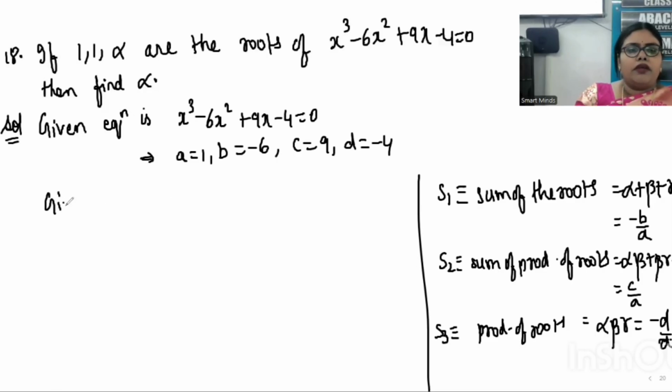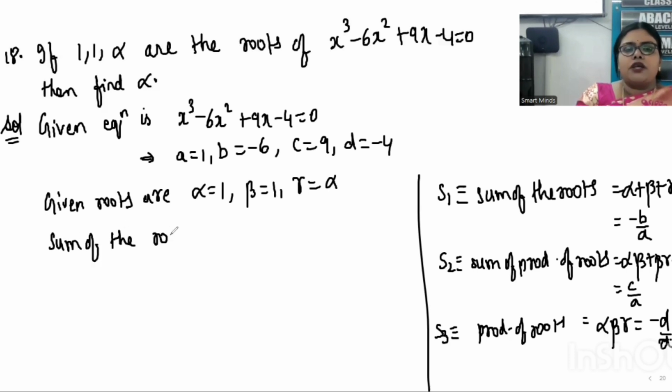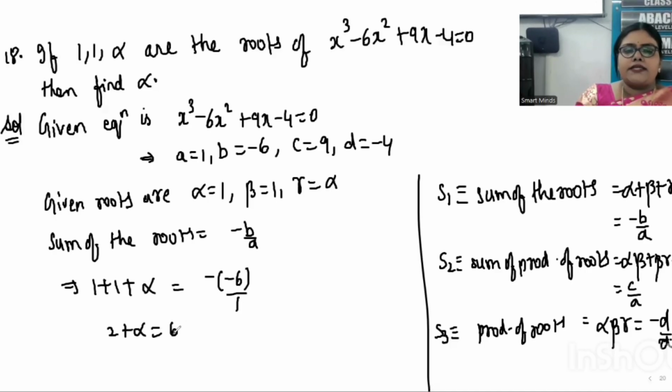Now, what are the given roots? Given roots are 1, 1, alpha. We take it as alpha is equal to 1, beta is equal to 1, gamma is equal to alpha. Now you can take either the sum of the roots or the product of the roots. Let us take the sum of the roots. What is the formula for the sum of the roots? Minus b by a. Sum means addition, we need to add the roots. 1 plus 1 plus alpha is minus of minus 6 by 1. So 2 plus alpha is 6. So alpha is 6 minus 2, that is alpha is equal to 4.